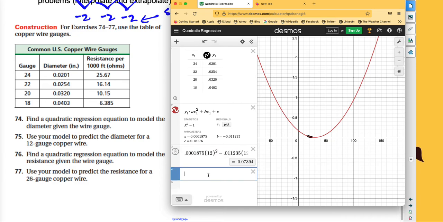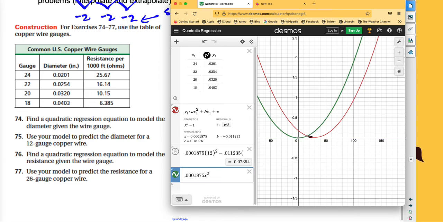I want to do another question that's not written in 74 to 77. How would I find the gauge if it gave me the diameter? You could do that and then have that equation equal to that diameter, and then solve for x. Does Desmos let you do that? I've never tried it in Desmos. Let's try it together. Say they give you the diameter and they ask you to find the gauge that goes with that.